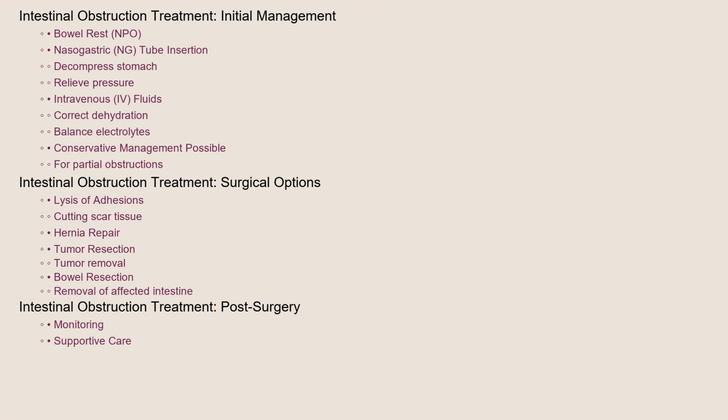Treatment for intestinal obstruction depends on the cause and severity of the blockage. Initial treatment often involves bowel rest, where the patient is NPO, meaning nothing by mouth. A nasogastric tube, or NG tube, may be inserted to decompress the stomach and relieve pressure. Intravenous fluids are administered to correct dehydration and electrolyte imbalances. In some cases, a partial obstruction may resolve with conservative management. However, complete obstructions usually require surgical intervention.